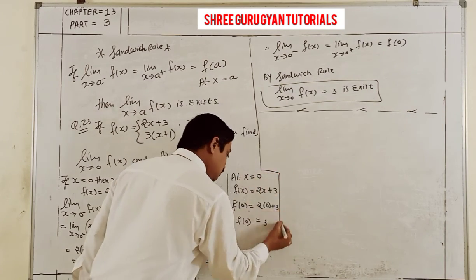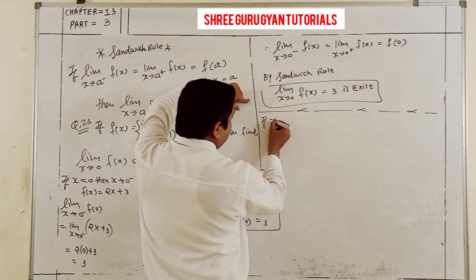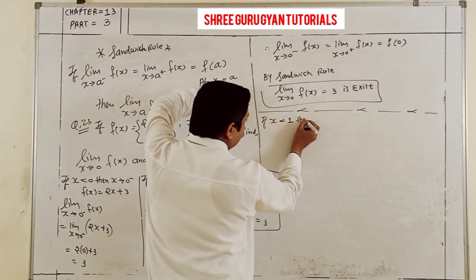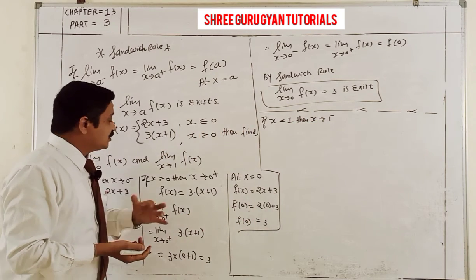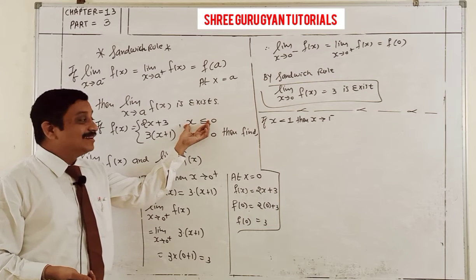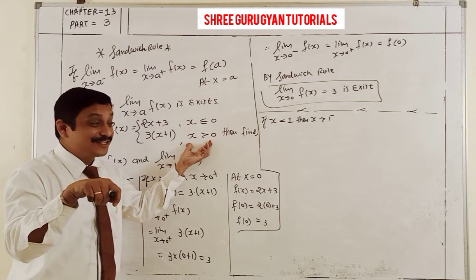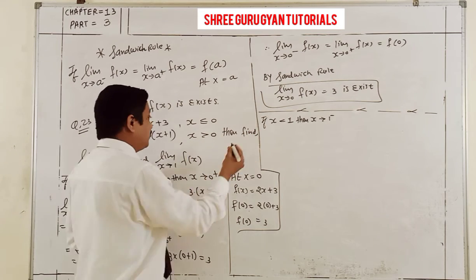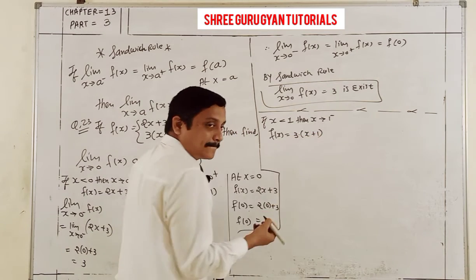Now I will start the second case. If x is less than 1, x tends to 1 negative. Check which function applies for less than 1, this or that. This one is below 0, that one is more than 0. More than 0 means below 1, so my f(x) is 3 times x plus 1.